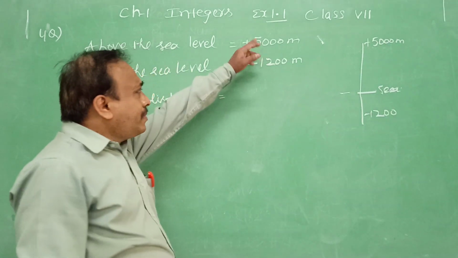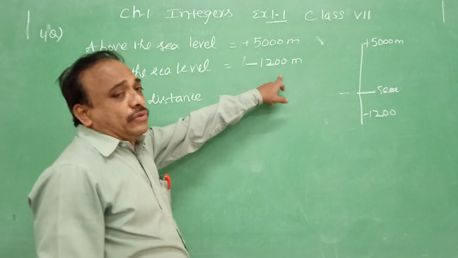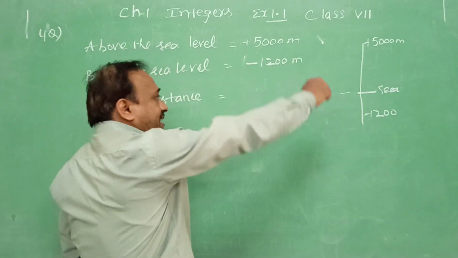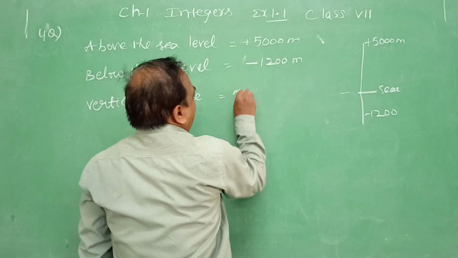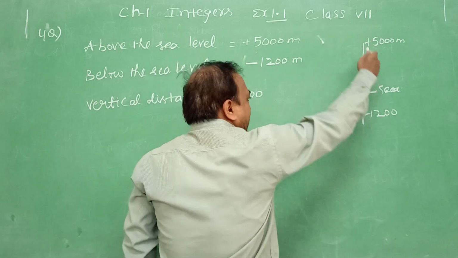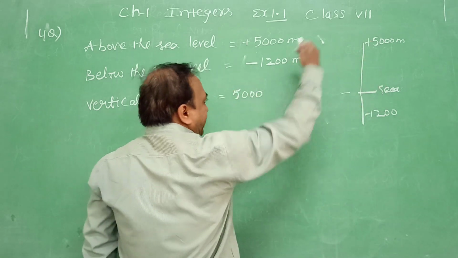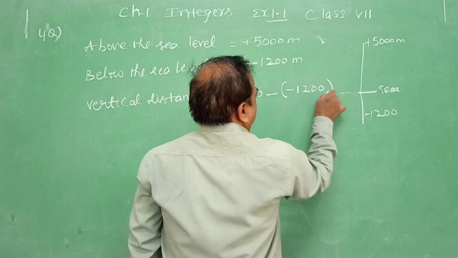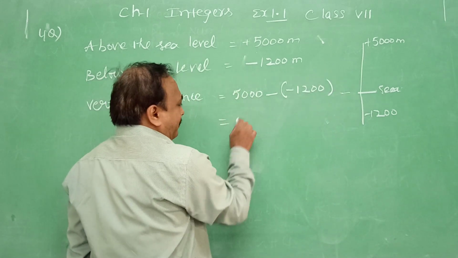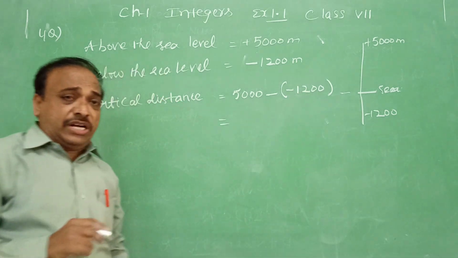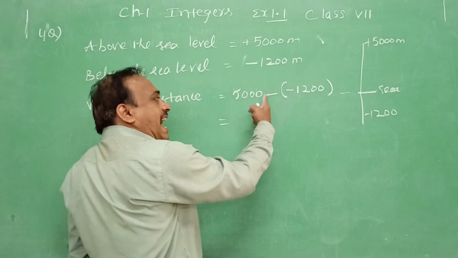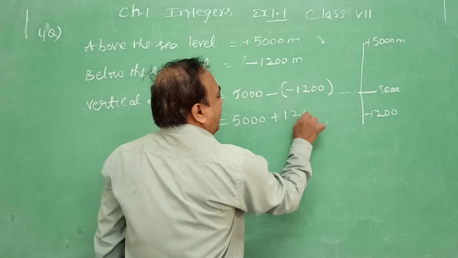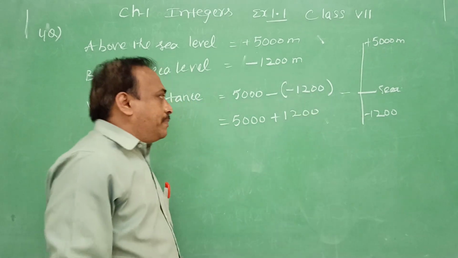So plus 5000 minus 1200, directly also when you add the distance it will be positive. Distance means from here to here; as it is going down, minus 1200. But as we know, the additive inverse of minus 1200 is plus 1200. So we are just adding its additive inverse: 5000 plus 1200.